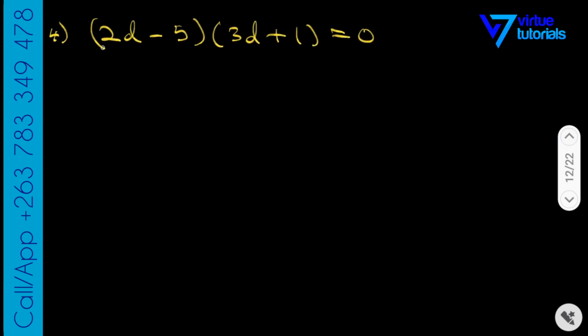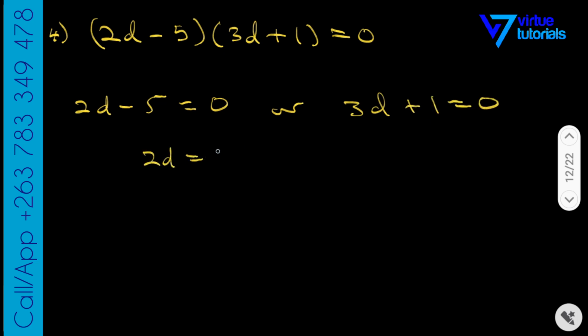Okay, now we have (2d minus 5) times (3d plus 1) is equal to 0. Again, we play by the same rules. Take the first bracket equated to 0, so 2d minus 5 is equal to 0. Or take the second bracket equated to 0, 3d plus 1 is equal to 0. So 2d is equal to 5. Divide both sides by 2, I'll get d is equal to 5 over 2, or you can say d is equal to 2.5.